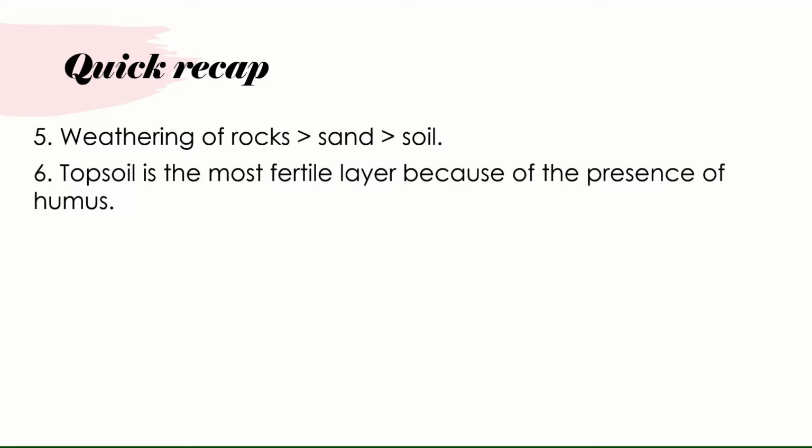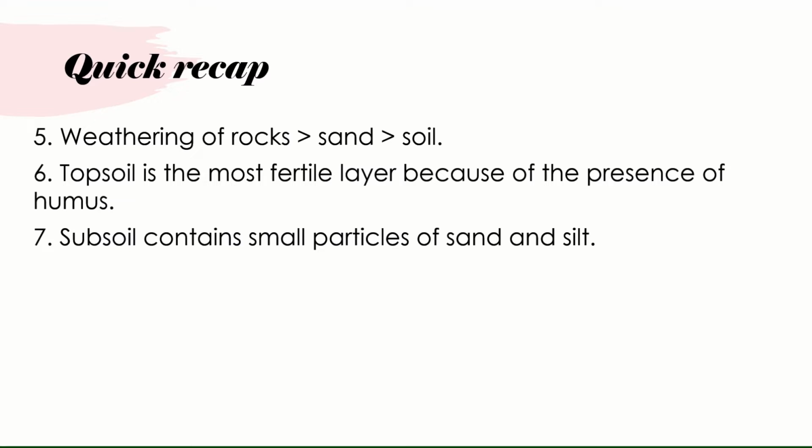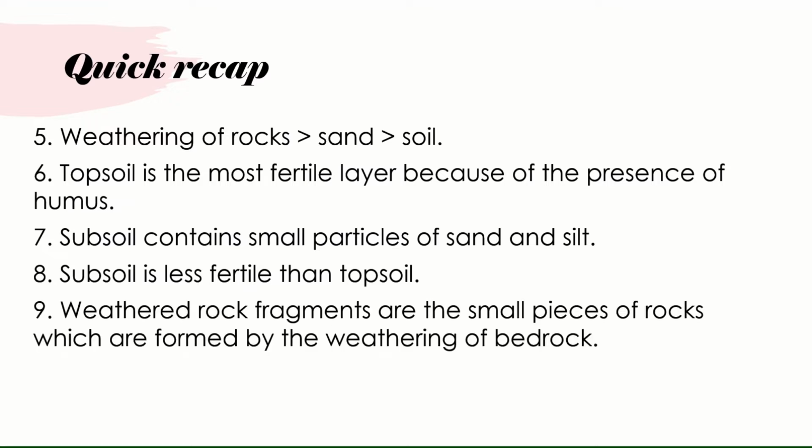Then we have also learned that the topmost layer, that is the topsoil, is the most fertile layer because of the presence of humus. And what is humus? Humus is the organic matter which is required for the plants or trees to grow. Next, we have learned that subsoil consists of small particles of sand and silt, right? In comparison with topsoil, it is a little less fertile because of the presence of sand particles and silt particles, right? Weathered rock fragments are the small pieces of rocks which are formed by the weathering of bedrock.